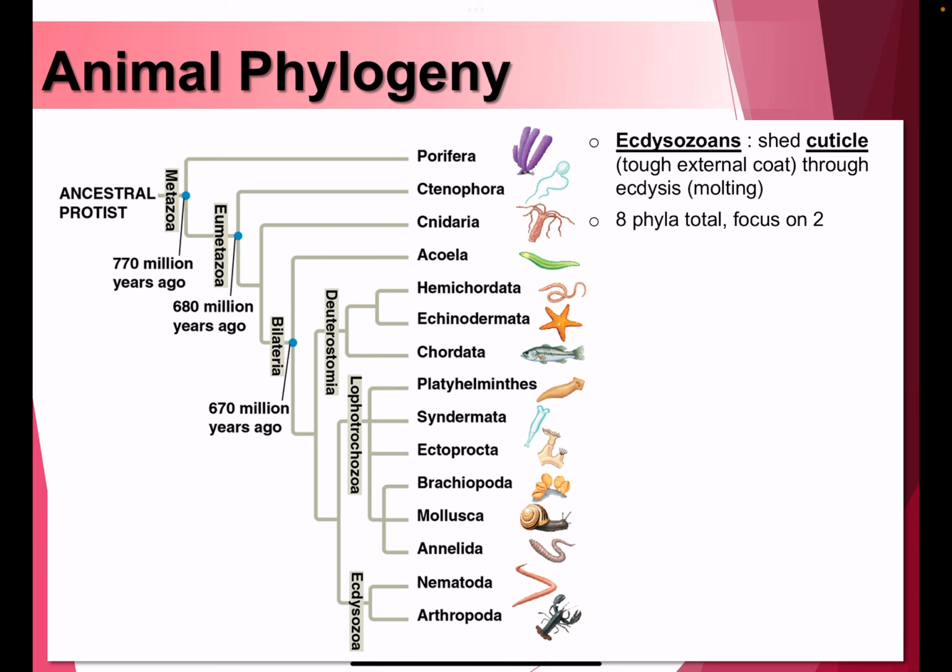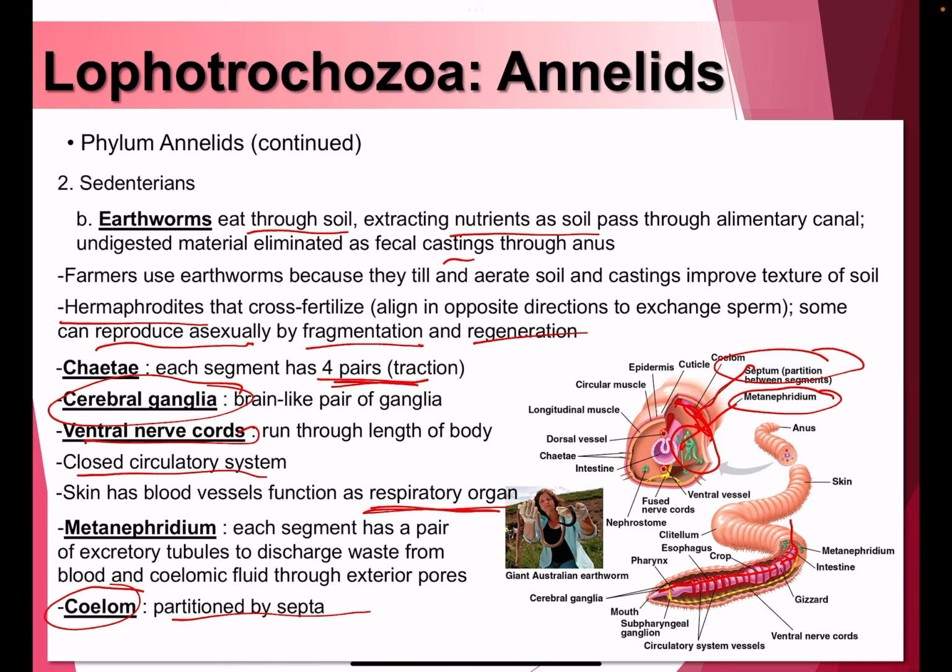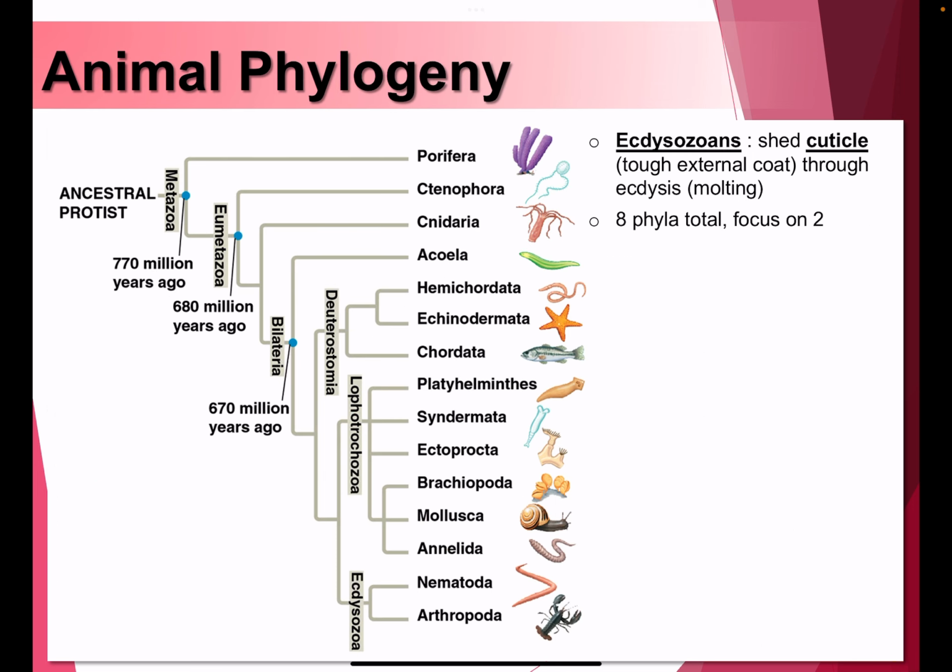All right, and that is all for Lophotrochozoa, the longest section of this chapter. We are again at 1 hour 7 minutes, which is a perfect stop before we move on to the Ecdysozoa and the Deuterostomia.